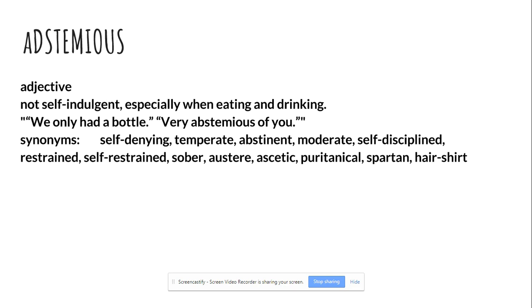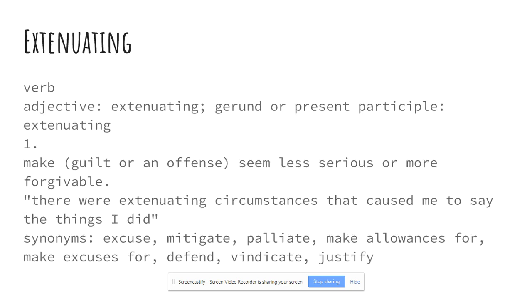Abstemious. Abstemious is an adjective. It means not indulgent, especially when eating and drinking. So if you know the word abstain, right, to abstain, it's very similar. It just means you stay away from things when it comes to food and drink. So, we only had a bottle, very abstemious of you, right? So you were not self-indulgent. And in general, abstemious is a positively toned word.